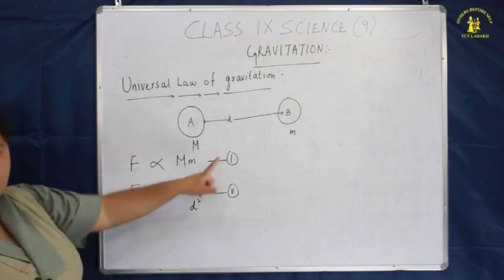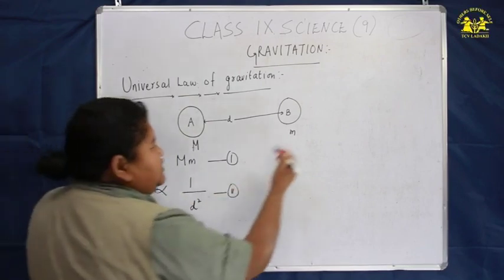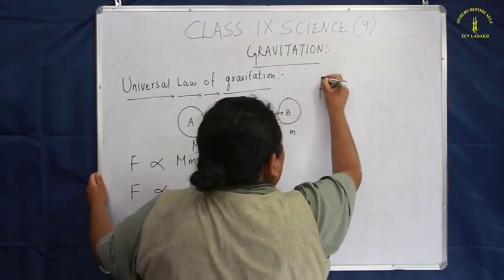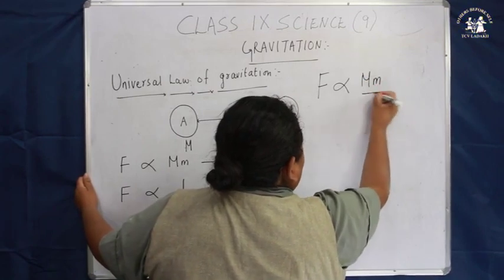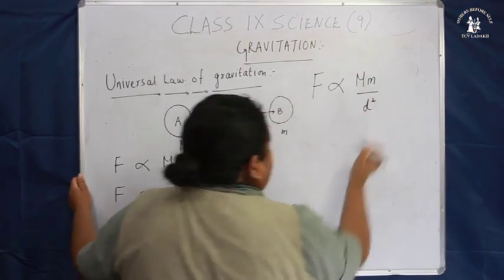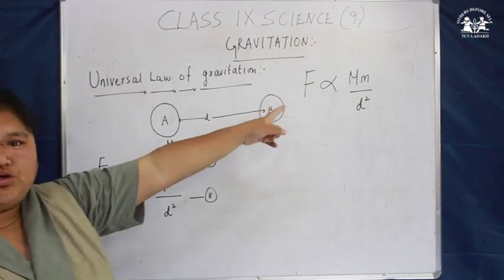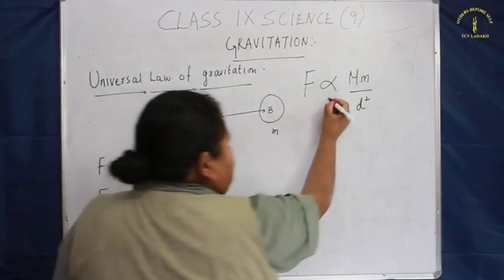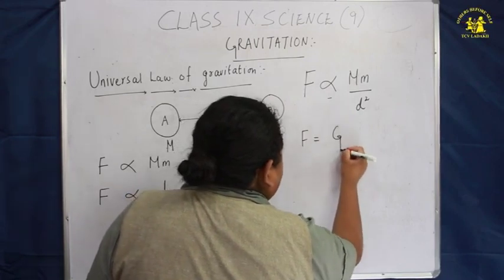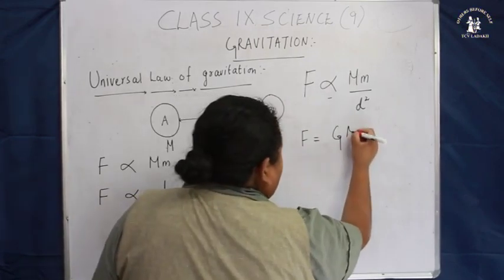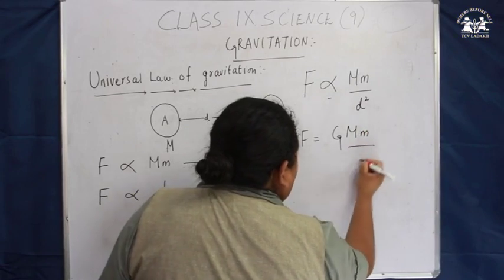Okay, now let's combine these two equations. Combining these two equations, we get force proportional to the product of masses divided by the square of distance. Right? Now, if we remove this proportionality sign, we introduce a constant.